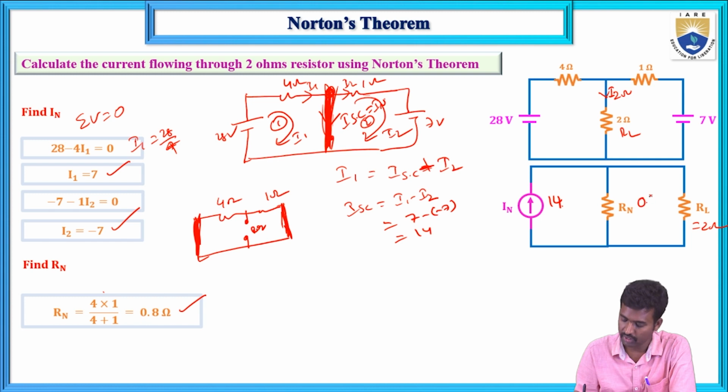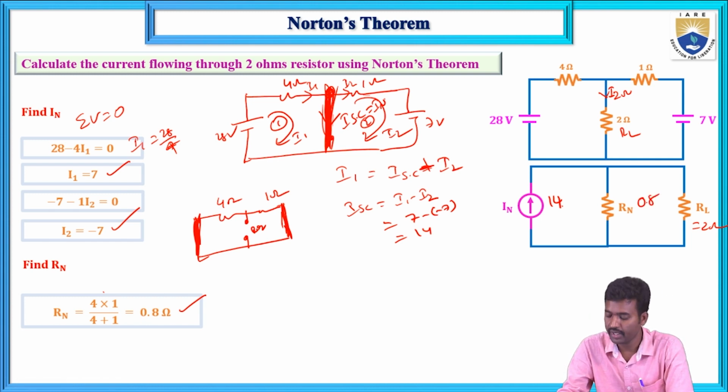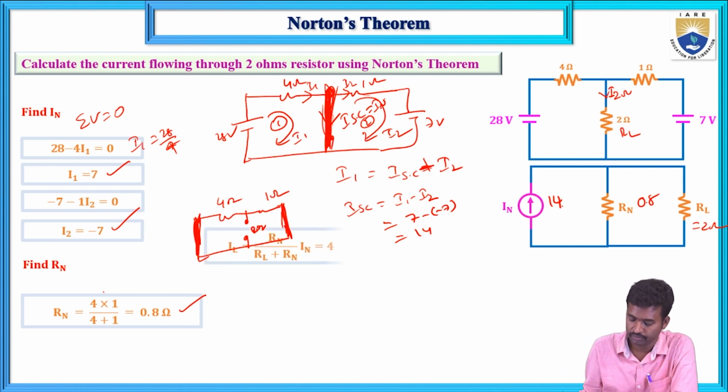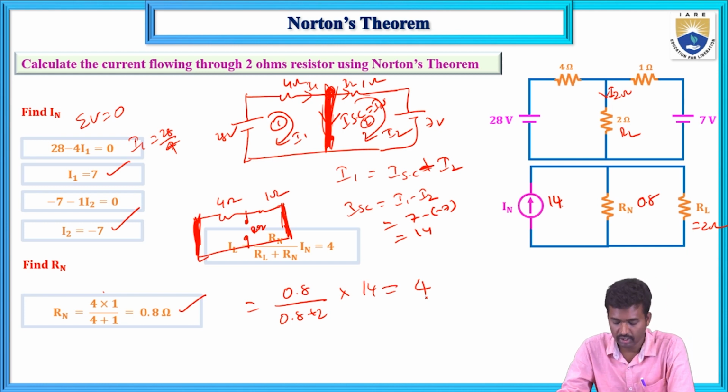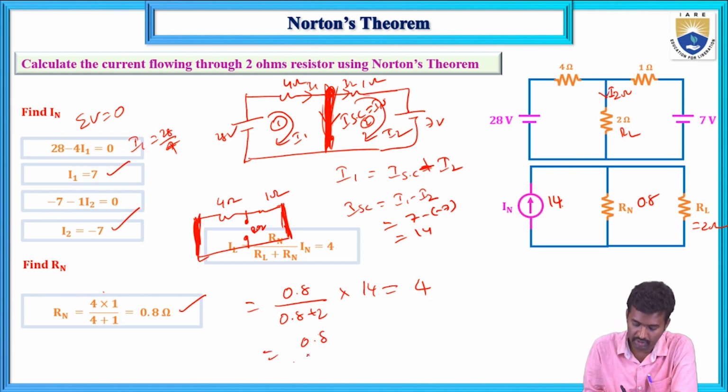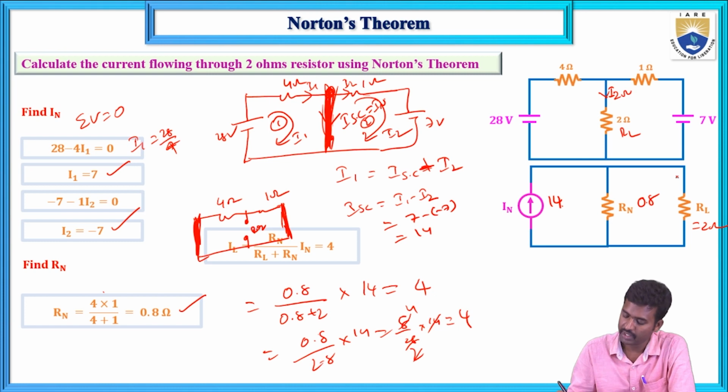Now this is 0.8. Now we have IN, RN and RL values. If you apply the current division rule, you can easily solve this. IL equals RN divided by RL plus RN, into IN. RN equals 0.8, so 0.8 upon 0.8 plus 2, into 14, and this value is directly 4. That means 0.8 divided by 2.8 into 14, that is 8 divided by 28 into 14, which equals 4 amperes.